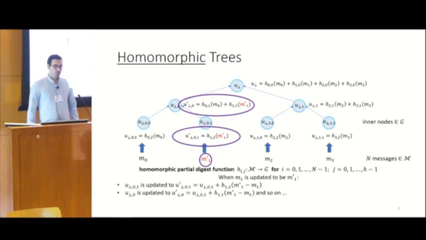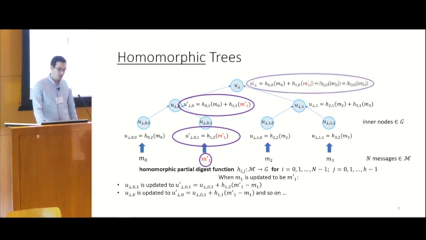And the same goes on for some higher level inner node, and the same goes on for the root as well, and so on. Okay, so this is how homomorphic trees can be updated. So what is special about homomorphic trees?